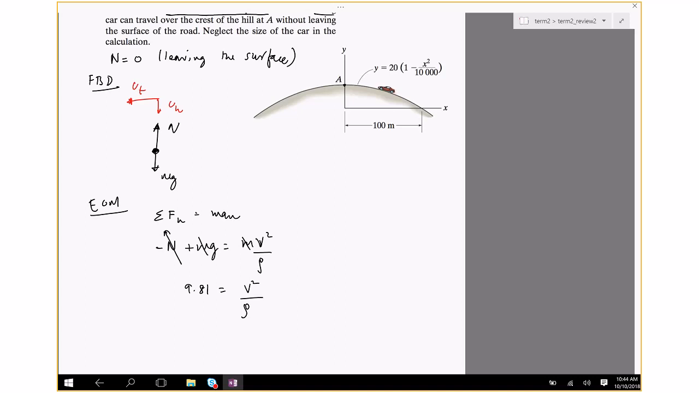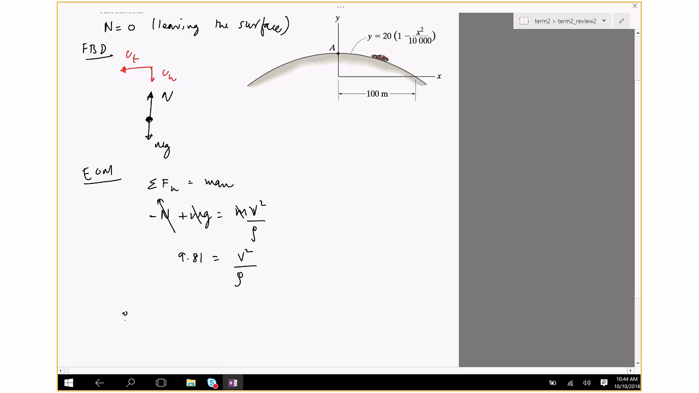So rho is the formula in the book, (1 + (dy/dx)^2)^(3/2). You say you don't want the car to leave the surface. That's the condition when it just begins to leave the surface. You don't want N to be negative, so it's a boundary, and you need to find a boundary condition. As long as the velocity is less than that, you should be fine.